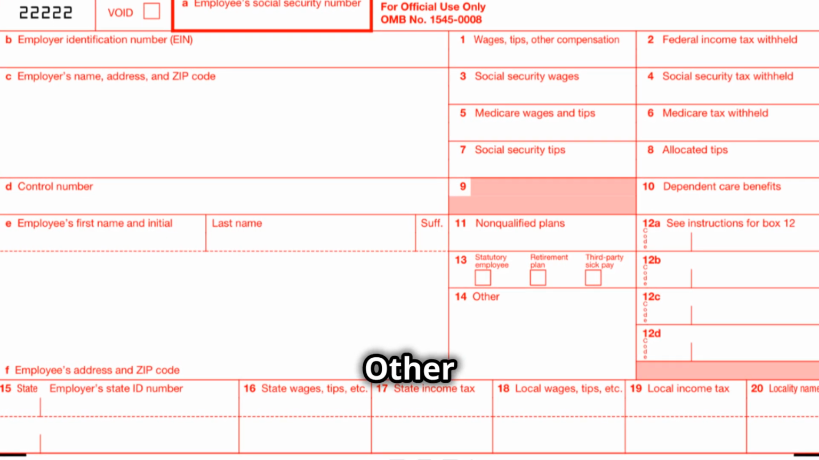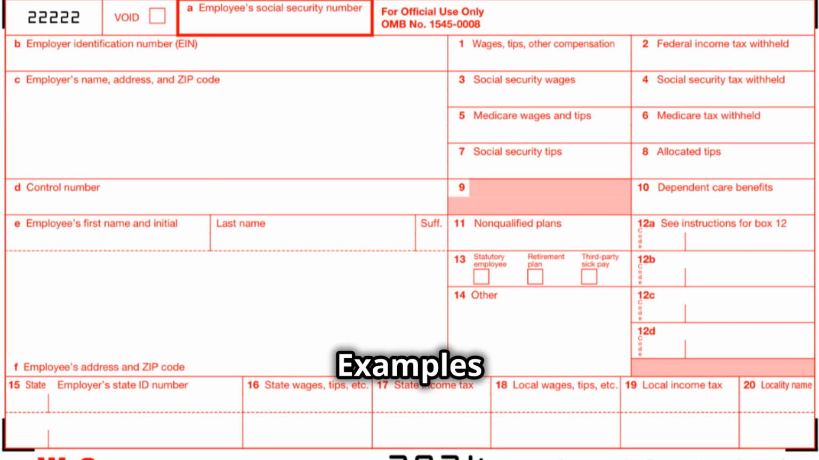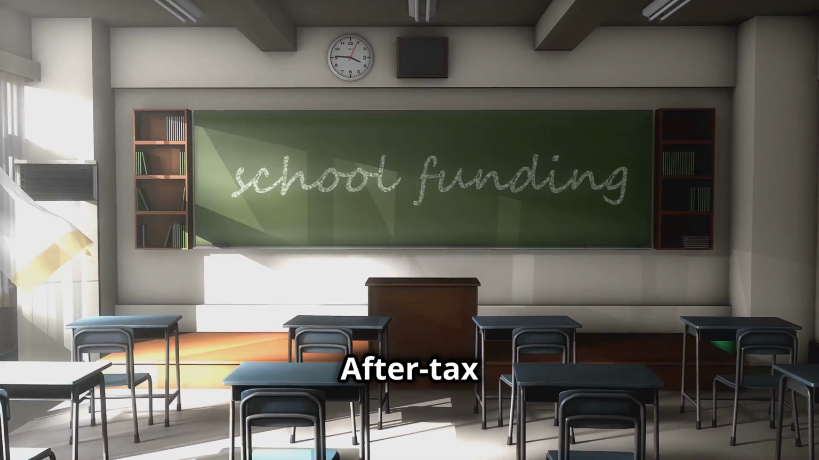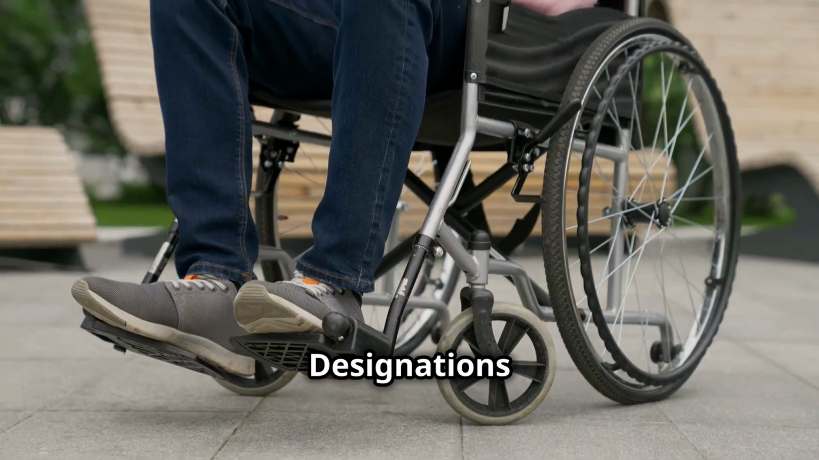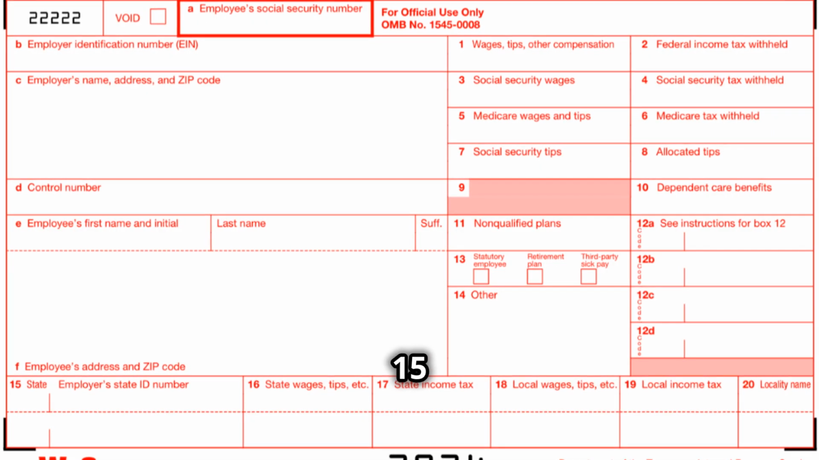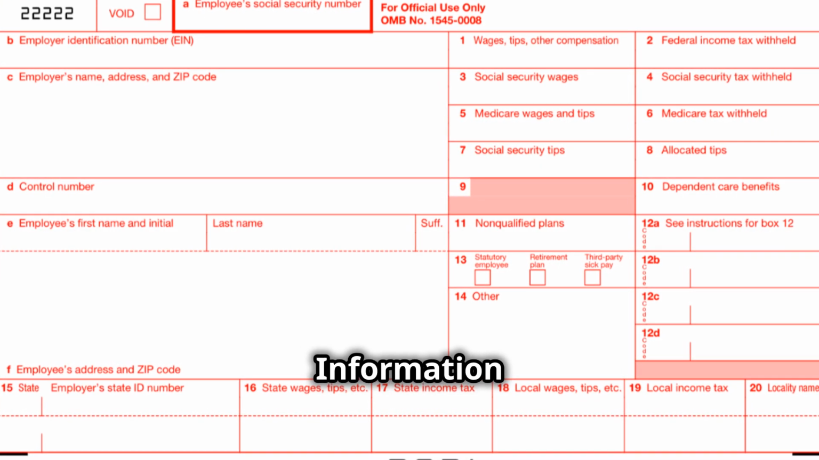Box 14, Other. What it reports: miscellaneous information not covered by other boxes. Examples: union dues, employer-provided tuition assistance, after-tax contributions to retirement plans, designations for commuter benefits or disability insurance. Boxes 15 to 20: state and local tax information.